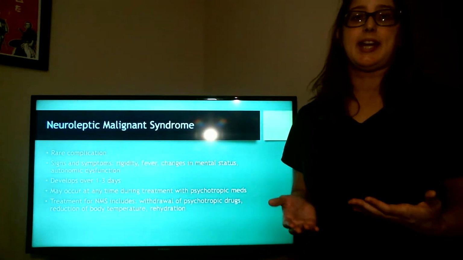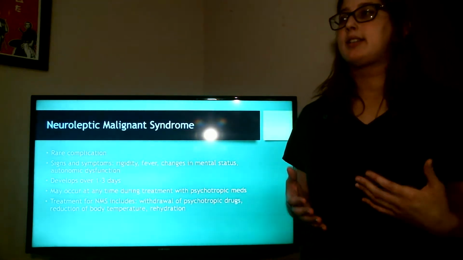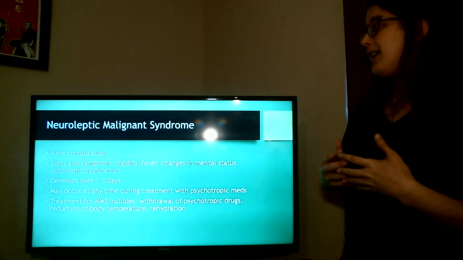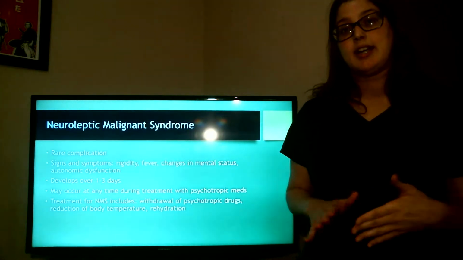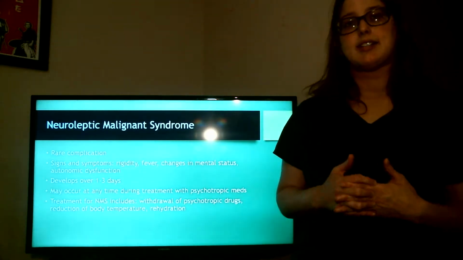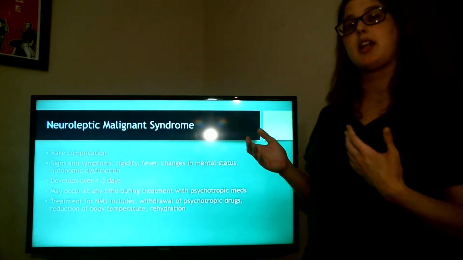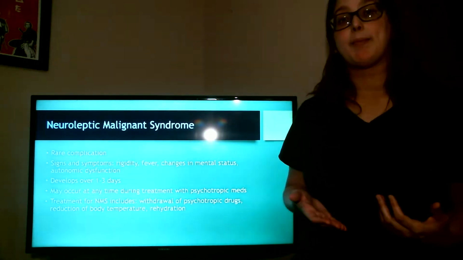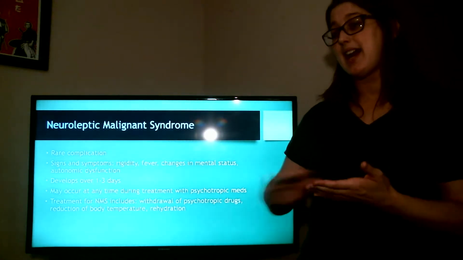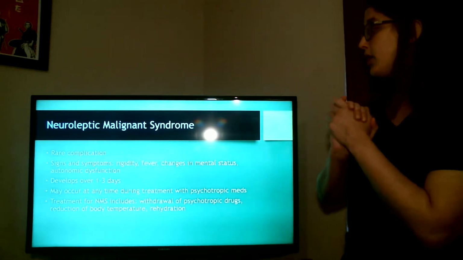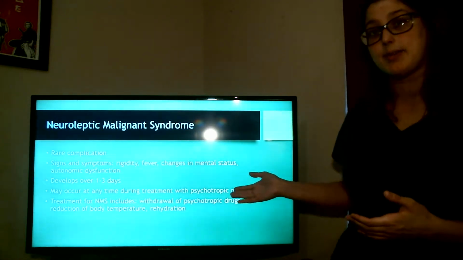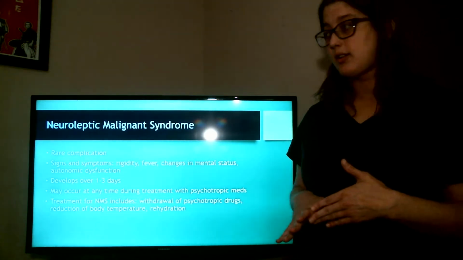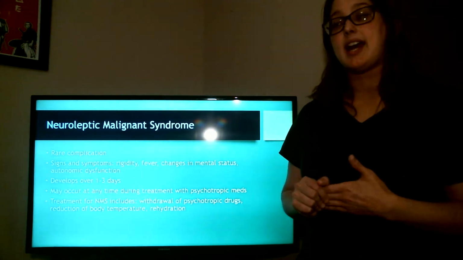One rare complication of antipsychotic medications is neuroleptic malignant syndrome. Signs and symptoms of this are muscle rigidity, high fever, changes in mental status, and autonomic dysfunction. This develops over 1 to 3 days, and it can develop at any time during the treatment with psychotropic medications. So you have to monitor that patient the entire time they are on this medication to see if they develop this. Treatment for NMS includes withdrawal from the psychotropic drugs, reduction of body temperature, and rehydration.